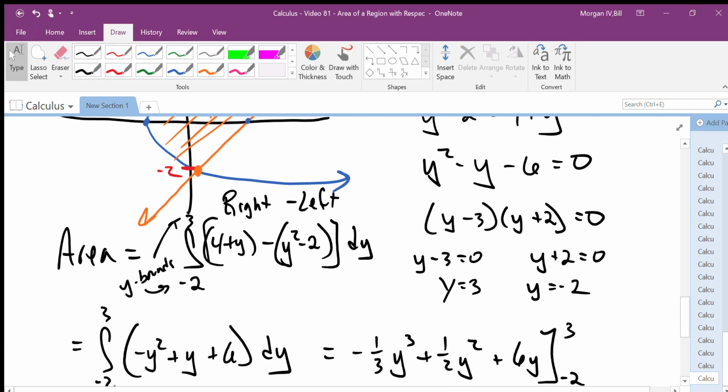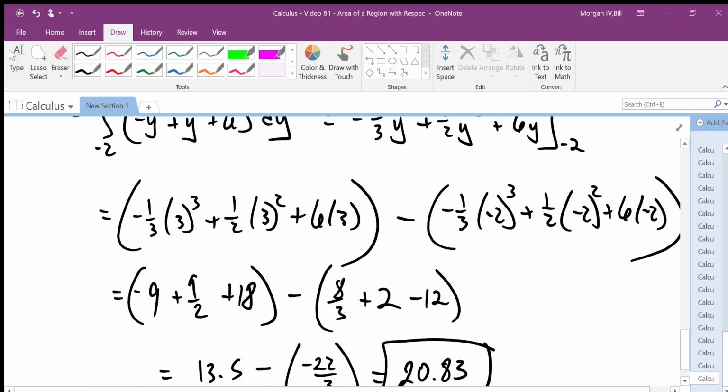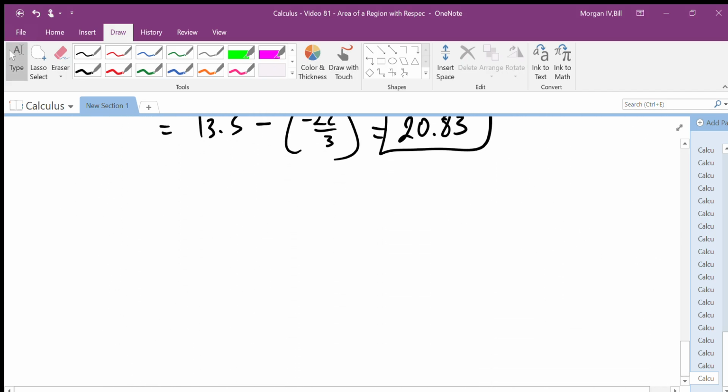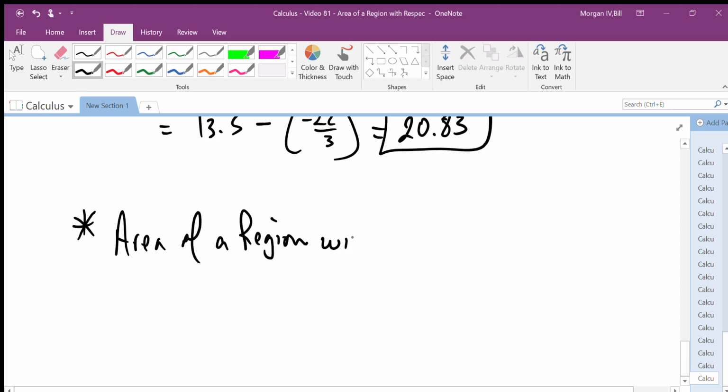Pretty good. So that's how we use finding the area of a region with respect to y. Go ahead and put that down so we have it all in words here. Area of a region with respect to y.